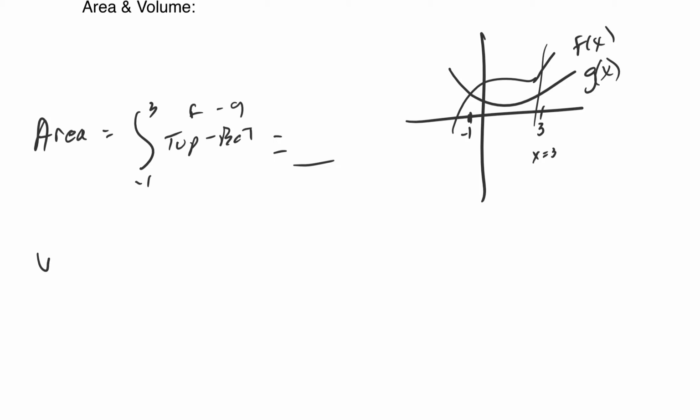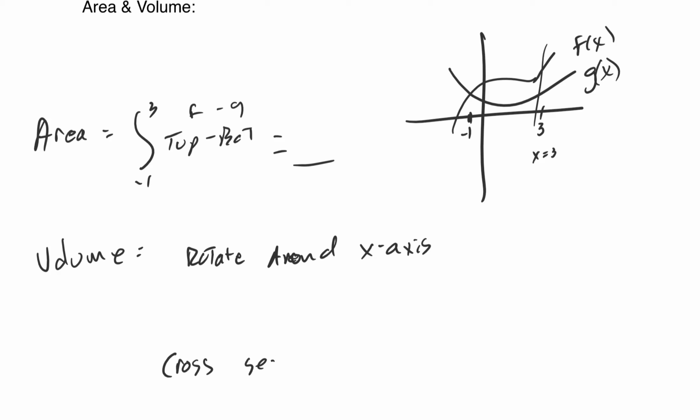If I want the volume, so volume, now there's two types of volumes. There's when you rotate it around something, like in this case, let's say around the x-axis. This is around the x-axis. And then when you do a perpendicular cross-section, they're very different formulas.